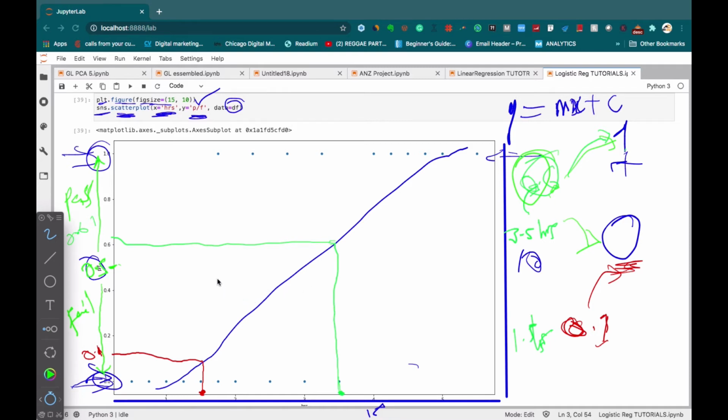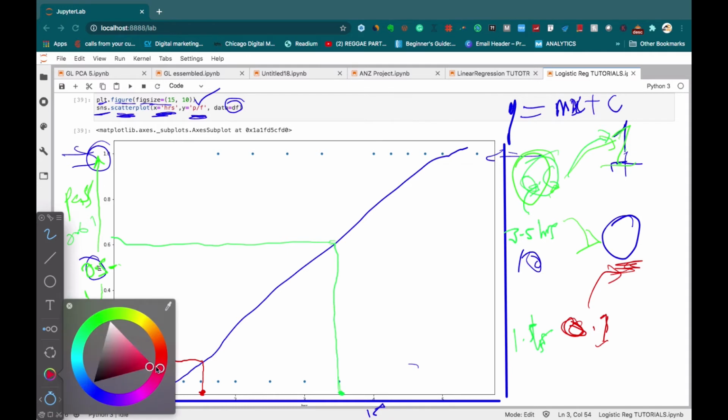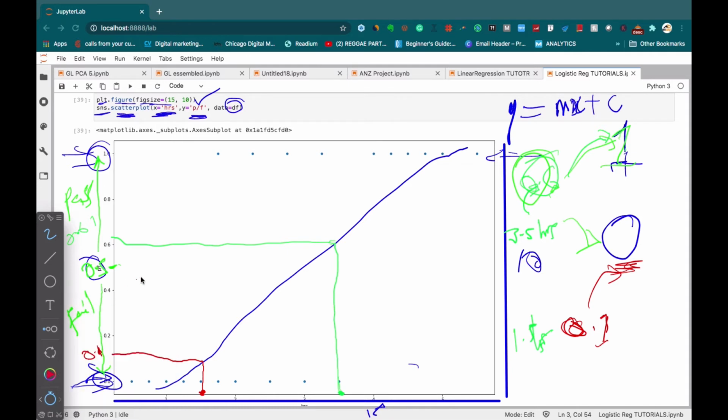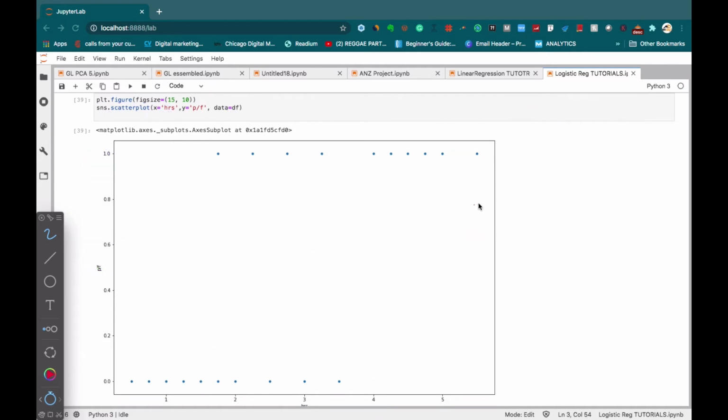Okay, now what do we want? What we want to do over here is determine whether the person will pass, that is 1, or the person will fail. Let me actually clean this board. So whether the person will pass, that is 1, or the person will fail.